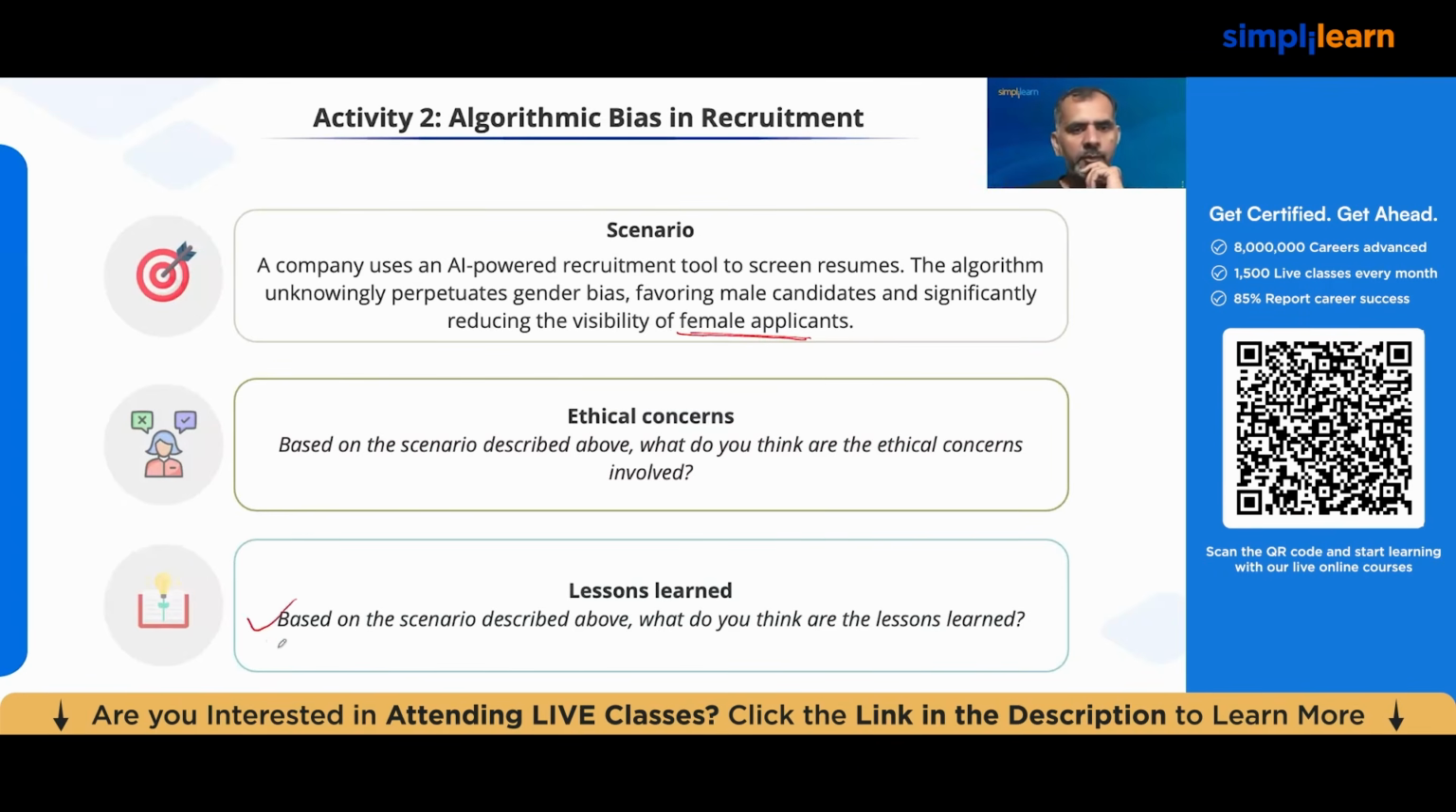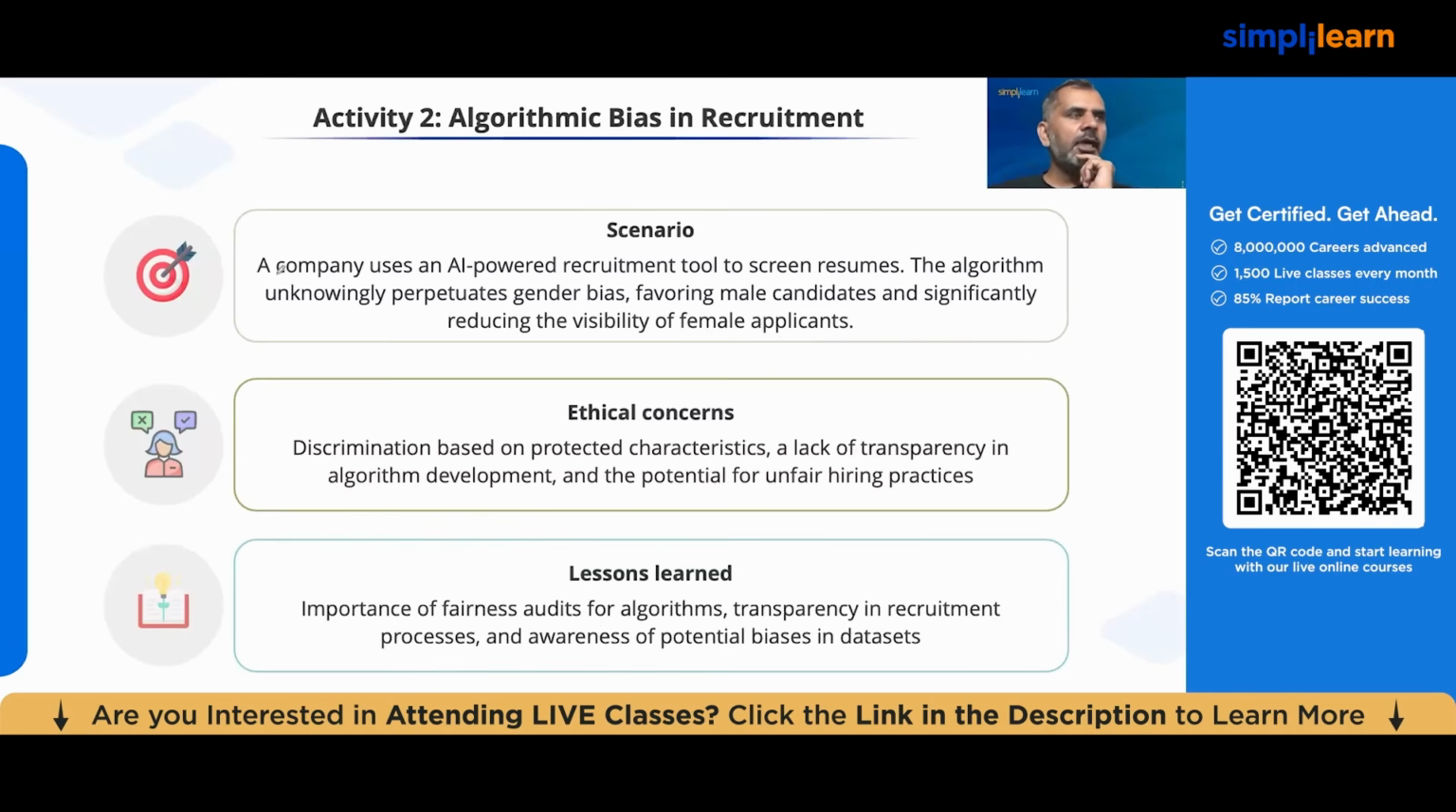So what are the lessons learned from here? You have to introduce more fairness in data collection and the use of data to remove bias and discrimination. So you see that this is what we get. A company uses an AI-powered recruitment tool to screen the resumes. And if the algorithm unknowingly favors the male candidates, it introduces ethical concern in terms of discrimination based on protected characteristics. There is a lack of transparency in algorithm development and potential for unfair hiring practices. That has become your ethical concern here. Because if your model has a bias towards male candidates, automatically female candidates get rejected. So it is an unfair hiring practice.